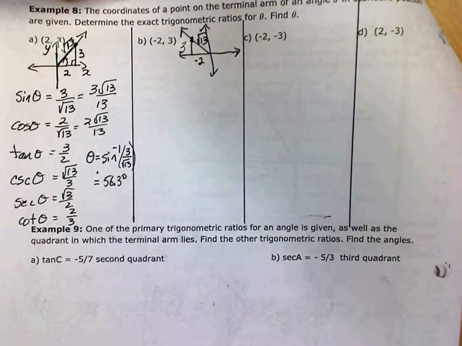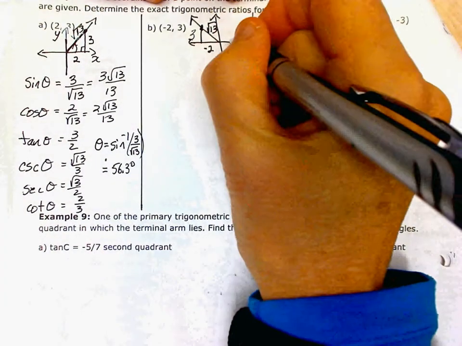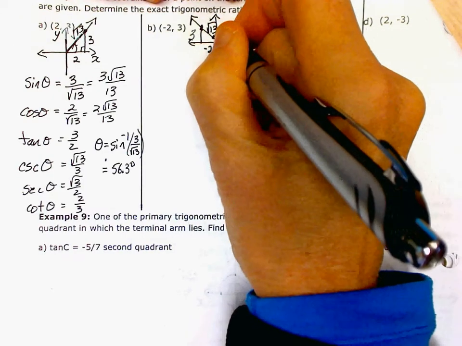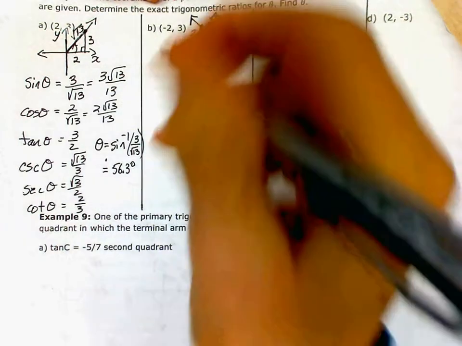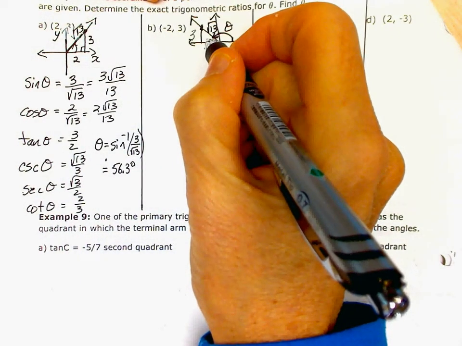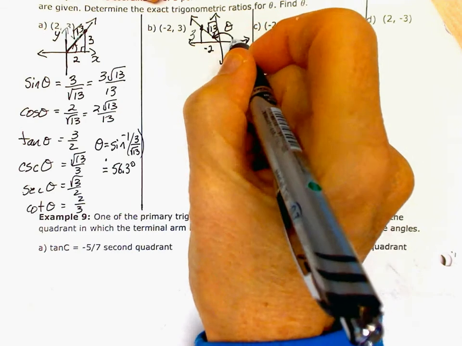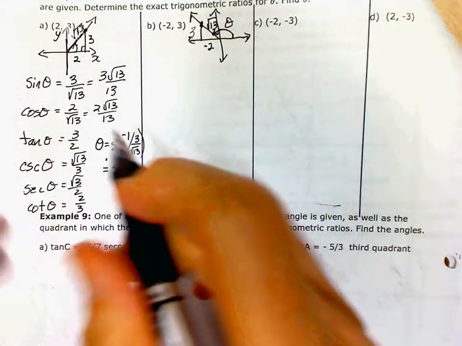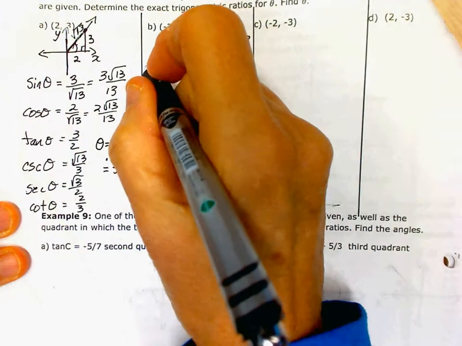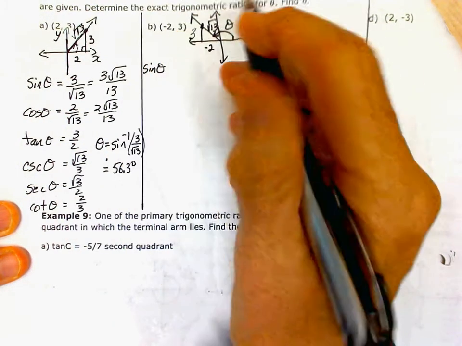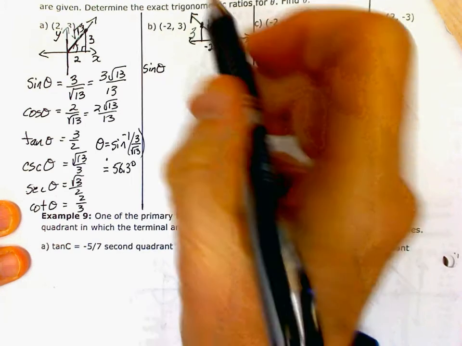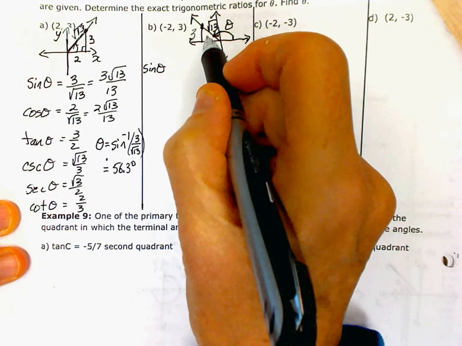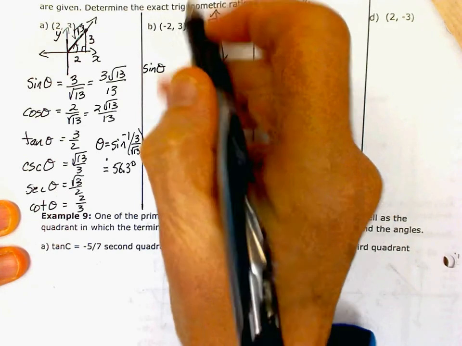Okay? Now, this is our angle theta here. This is our related acute angle, but this is our theta. And I'm going to point out these relationships here. Can you tell me what sine of theta is? Even though this is our theta, our trig ratios for theta depend on the related acute angle. So sine of theta is what?